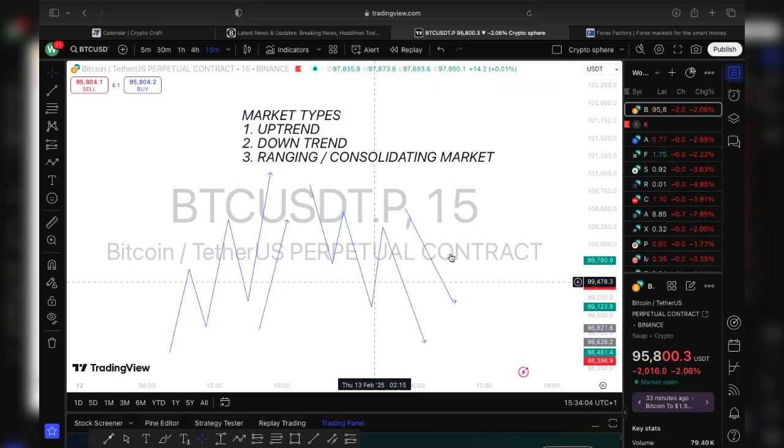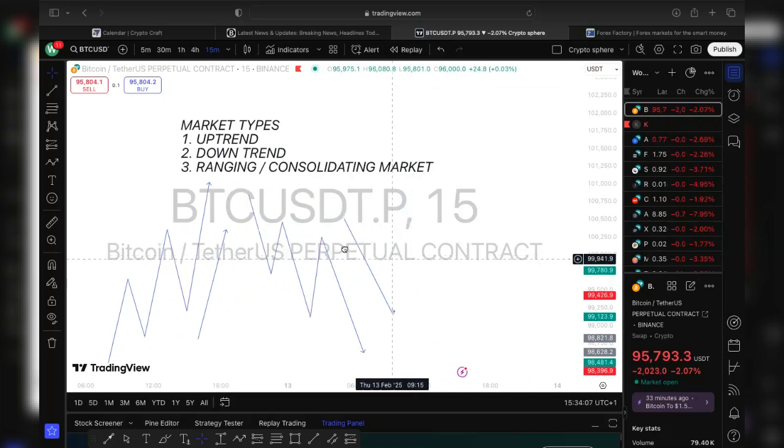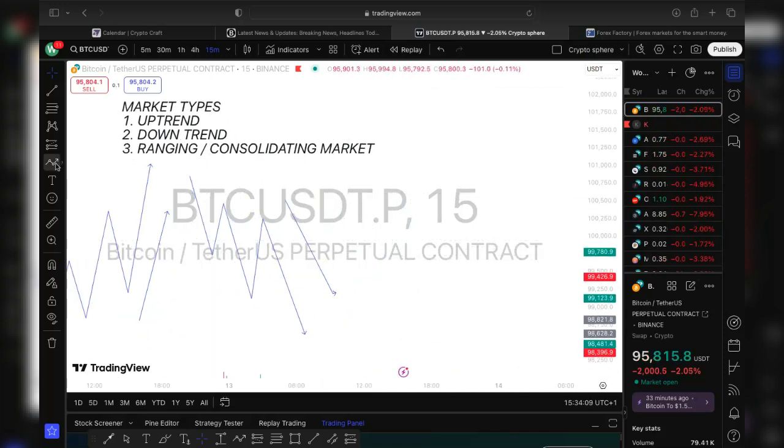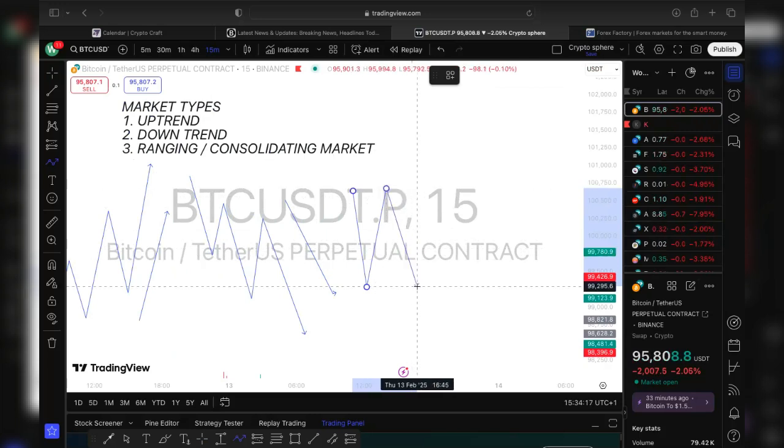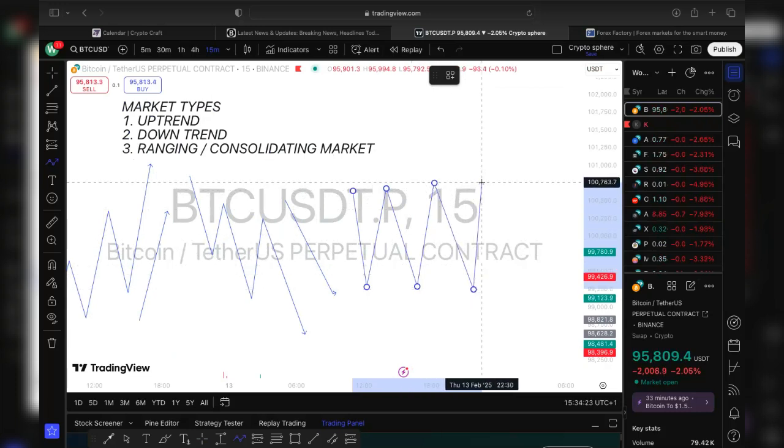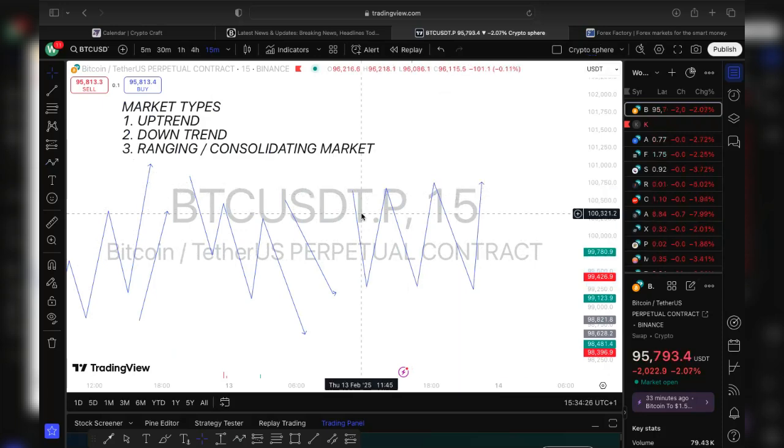Then we have the third type of market, which is the ranging or consolidating market, right? We said a ranging market or a consolidating market is a type of market that has no direction. It is neither going up nor going down. It is just within a particular zone, a particular price. So in this type of market, we cannot be trading it because it has no direction. This falls under your support and resistance. You want to be trading a trend.